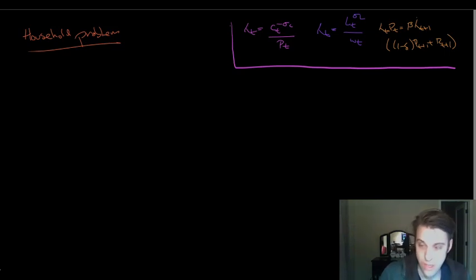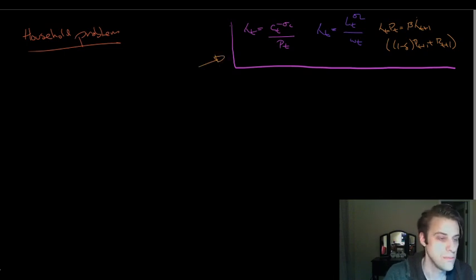All right, hello everybody, last one for the household. In the last video we got these three first order conditions that I wrote up here. Okay, close this. So these three up here. And now we want to combine them to get some equations that have some economic meaning.